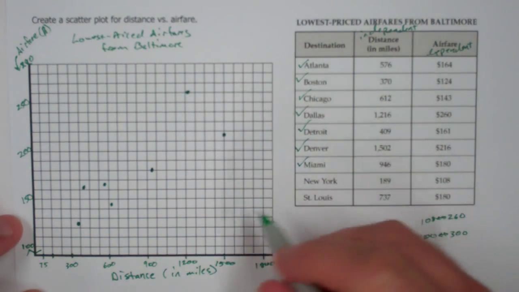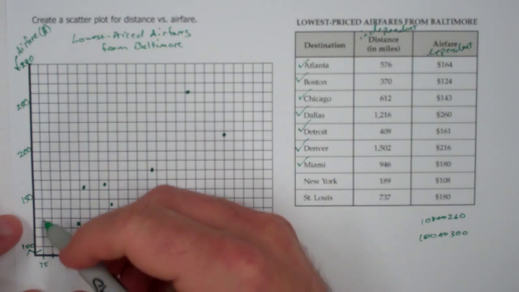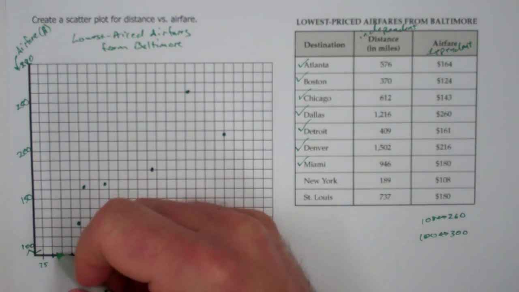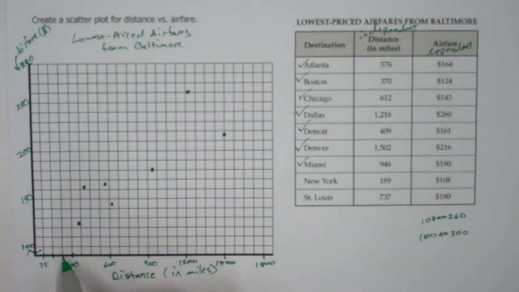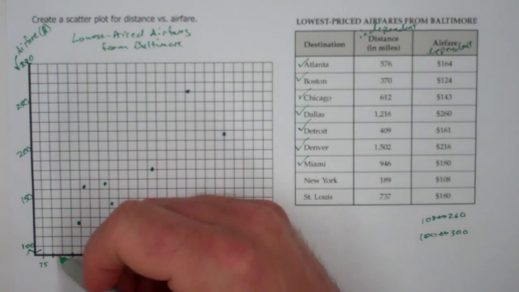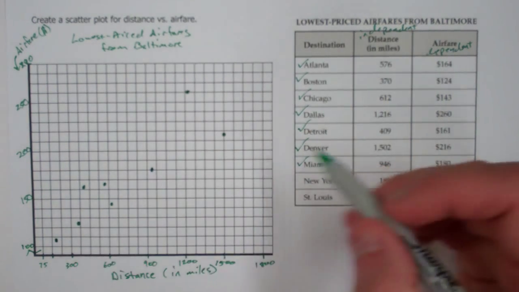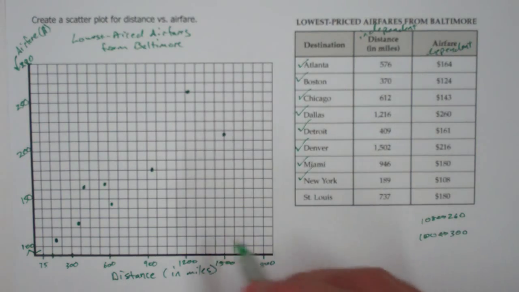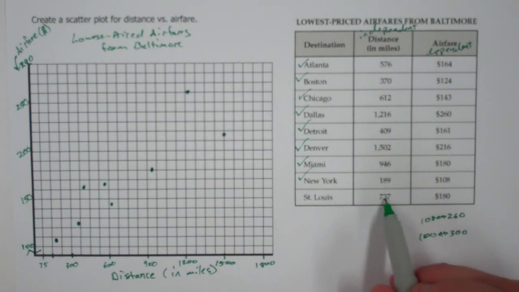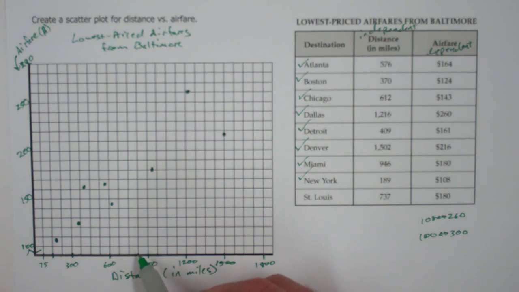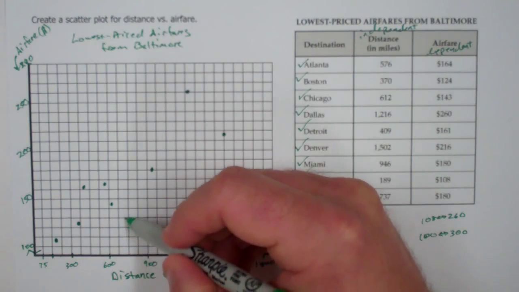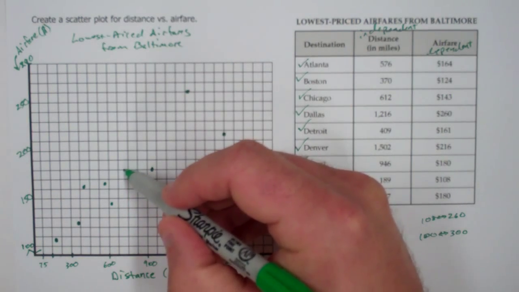So 946 and 180, that would be here. Excellent. New York, 189 and 108. Okay. So 189 would be right in here. It's going to be 150, 225. So 189 will be right in here, and 108. So there's our point. And St. Louis is 737 and 180, not to be confused with the airplane. 737. So we've got, let's see, that's 675. This would be 750. So it's going to be a little closer to this line right here, and 180. So we'll come up to 180 right here.